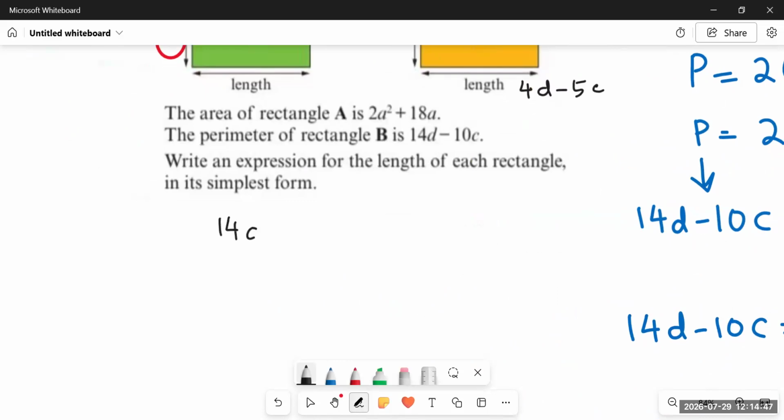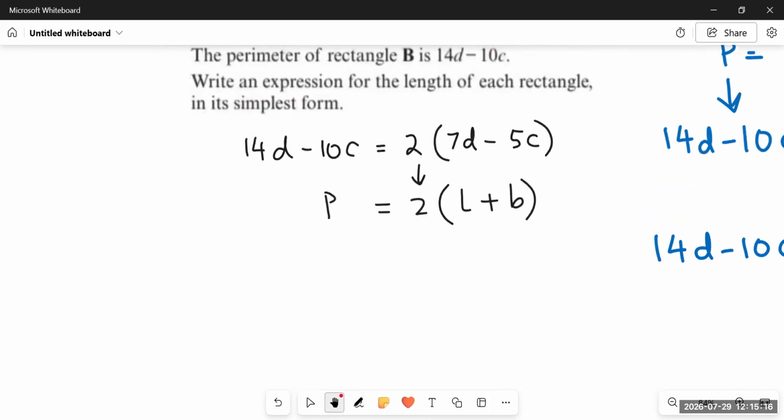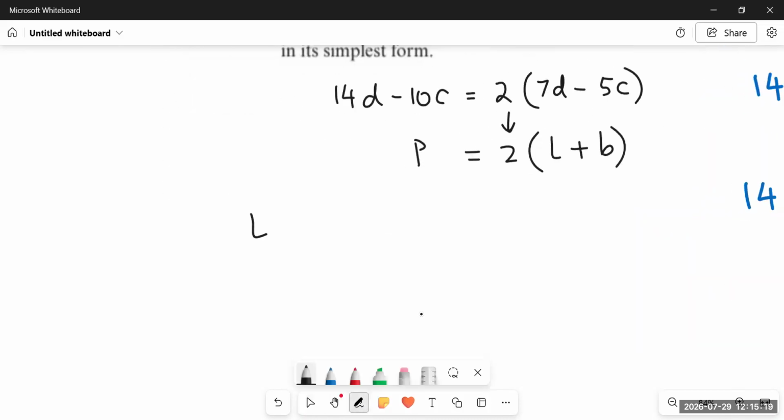Let us try to understand it one more time. We have 14D minus 10C. So let's factorize it first. We are getting 2 bracket 7D minus 5C. Okay, so it is in the form 2 bracket length plus breadth. This is the formula for the perimeter. So we have to identify, if in 7D minus 5C, 3D is the breadth, how can we find the length? We know that length plus breadth is equal to 7D minus 5C, right? In which breadth is equal to 3D.